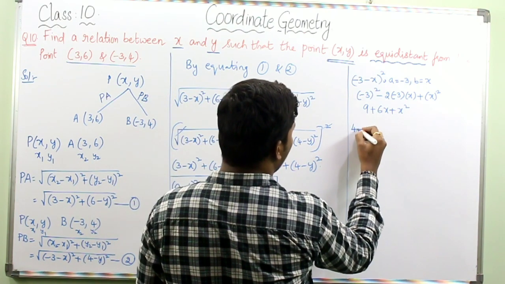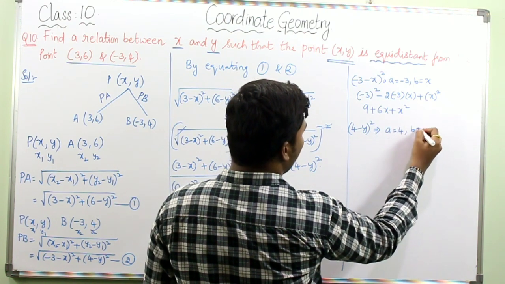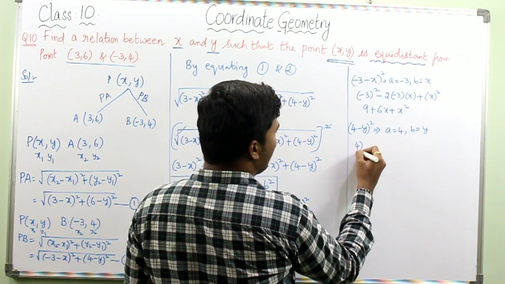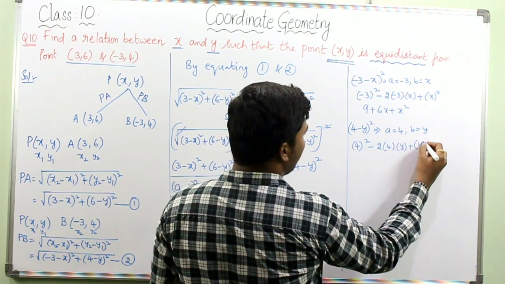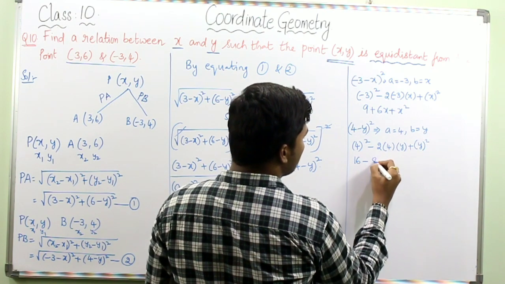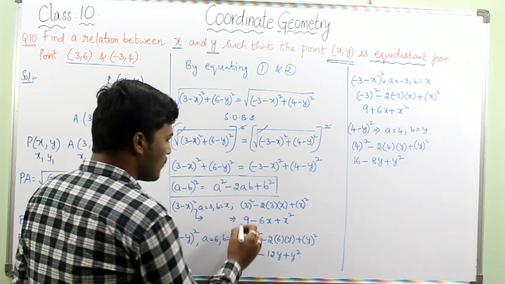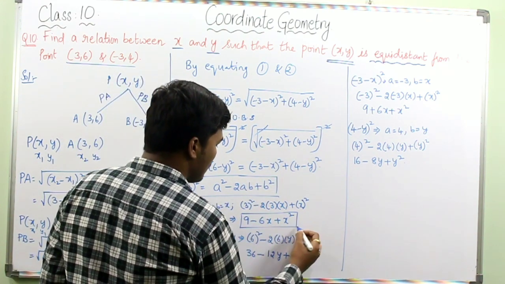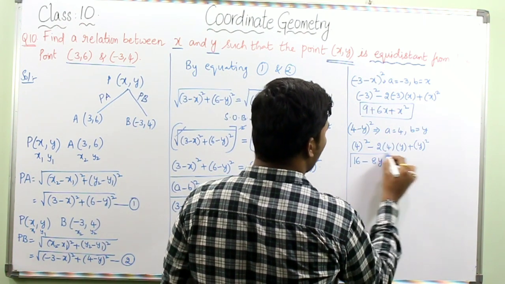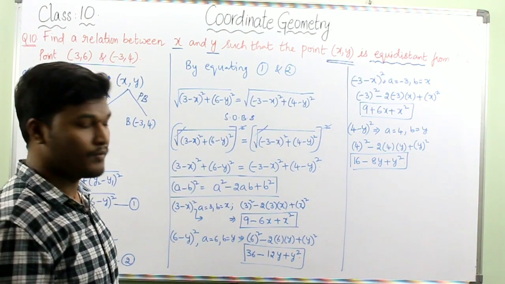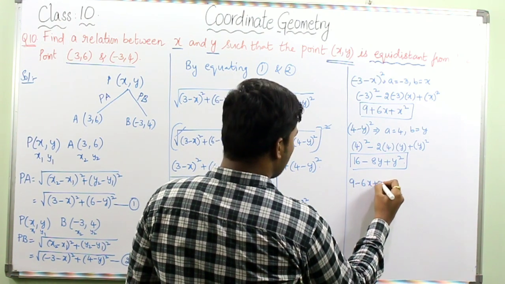Now the last term, that is (4 minus y) whole square, where a is equal to 4 and b is equal to y. If I open it like a square minus 2ab plus b square, I will be getting 16 minus 8y plus y square. Let me substitute all these values in their respective places. I have just expanded them in terms of (a minus b) whole squares so that you will understand it better.